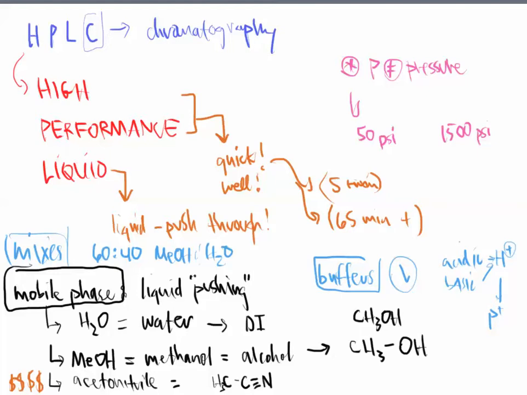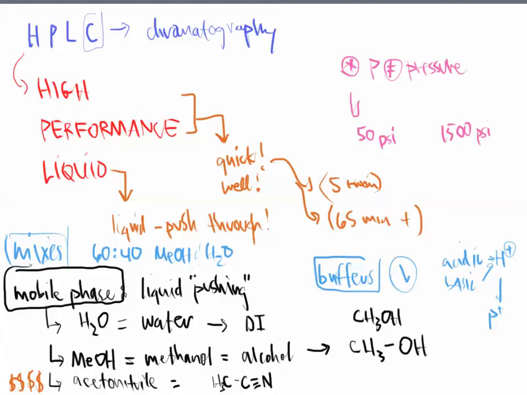If I'm making a liter, I do the same thing. 60% of 1 liter is 600 mils of methanol. 40% of a liter is 400 mils of water. I would mix those two together, make a liter of solution, and go run it. Some of the instrumentation, though, will do it for us.